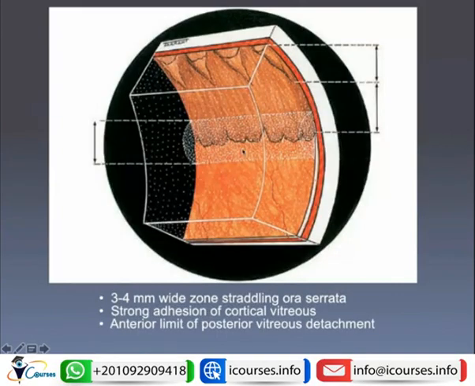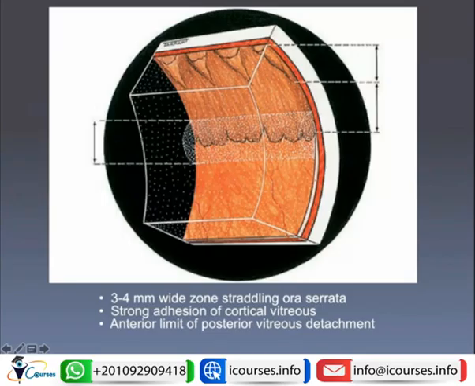Straddle is like a knight riding a horse. If a knight rides a horse, he passes one of his legs on each side of the horse, and that's how he straddles his horse. And the same idea works here with the vitreous overlying the ora serrata and the pars plana. So here is the part of the cortical vitreous, or the part of the peripheral vitreous.